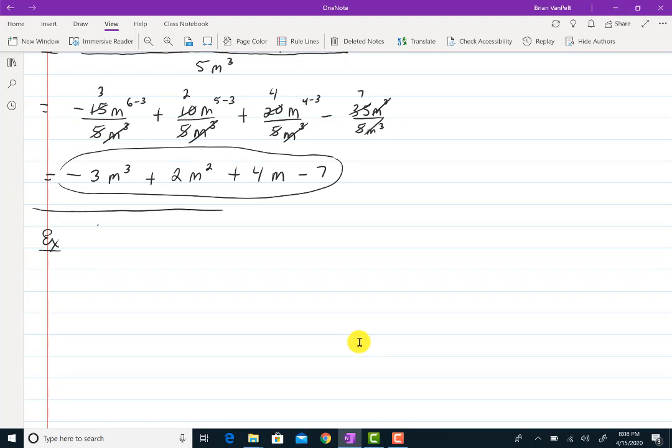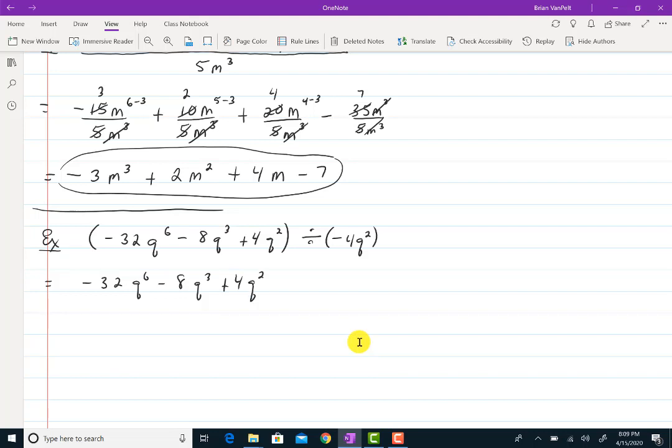Next one is just a different view on division. So I got negative 32q to the 6th minus 8q to the 3rd plus 4q squared. That quantity is divided by negative 4q squared. So this is no different than the previous problems. It just looks different because of the way it was set up. Let me rewrite it so it looks exactly like the problems we were doing.